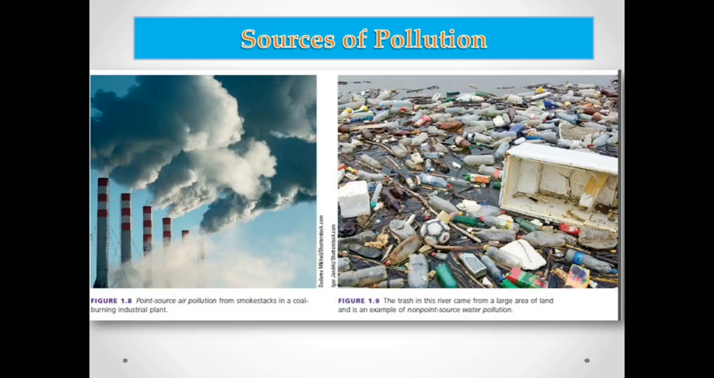For point sources, this kind of pollution, we can actually identify them, and therefore we can control or prevent them, because we already know that this factory or this industrial plant is the main source for this kind of pollutants. Okay, so we have tried to deal with pollution in two very different ways.